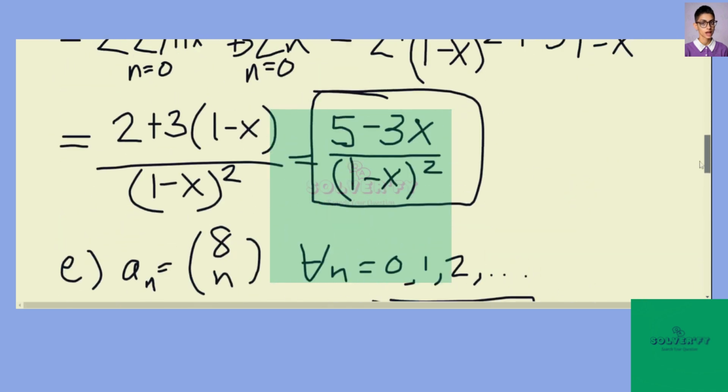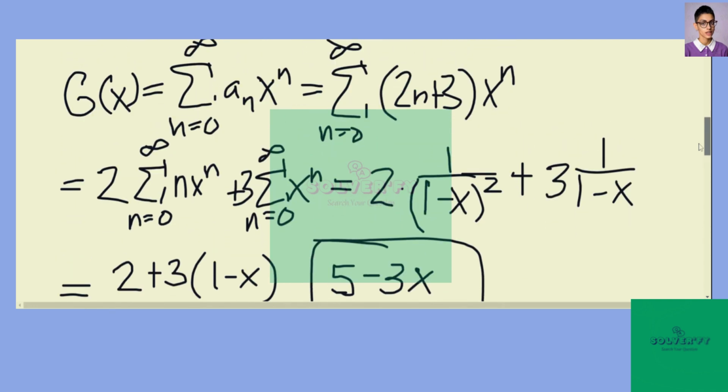Earlier I made a mistake. So in this we have 2n plus 3 times x to the n. This is the same as 2 times the sum from n equals 0 to infinity of n x to the n plus 3 times the sum from n equals 0 to infinity of x to the n. But I made a mistake here because n is going to be equal to 0. This knocks out the first term in this sum. And so this is actually equal to, if I rewrite it, sum from n equals 1 to infinity of n x to the n.